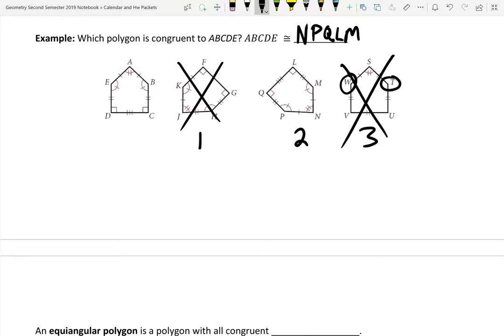Now, because of symmetry, could you also go NMLQP in this case? You could, but that's just in this case.